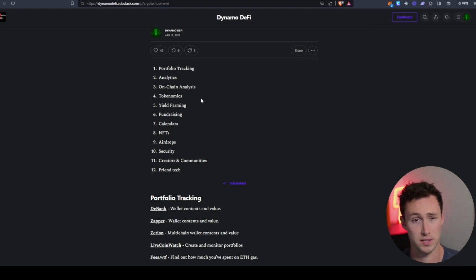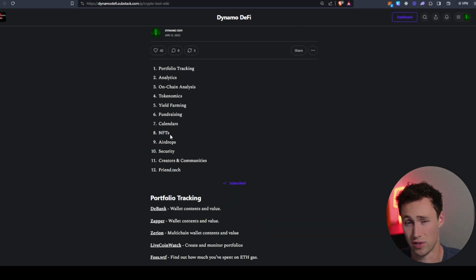Yield farming, so that's tools to help you earn yield in crypto, as well as be aware of some of the risks of yield, such as impermanent loss. Fundraising, these are tools to track, for example, new crypto ICOs or cryptos that recently raised money. Calendars, straightforward. Everyone knows what a calendar is.